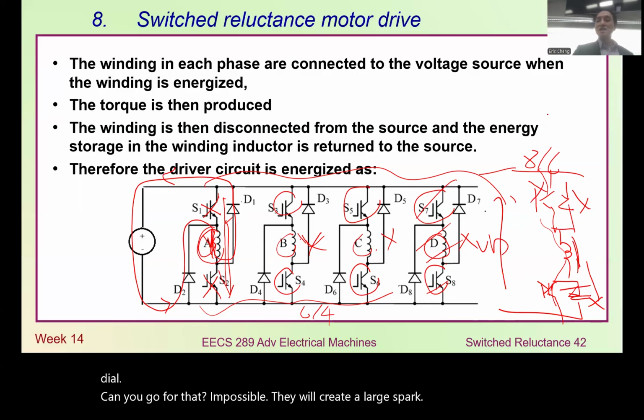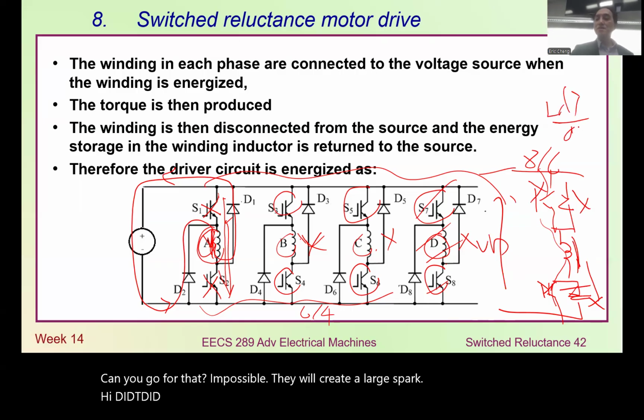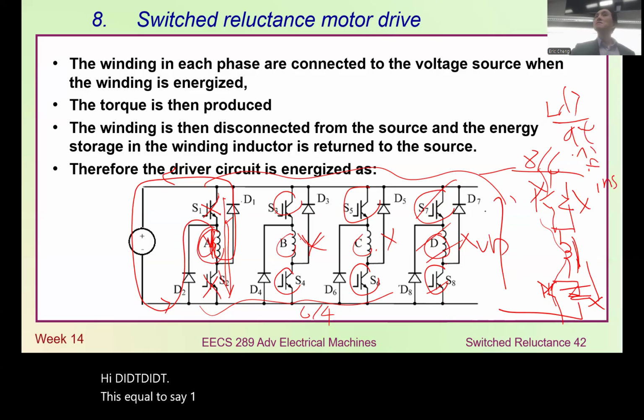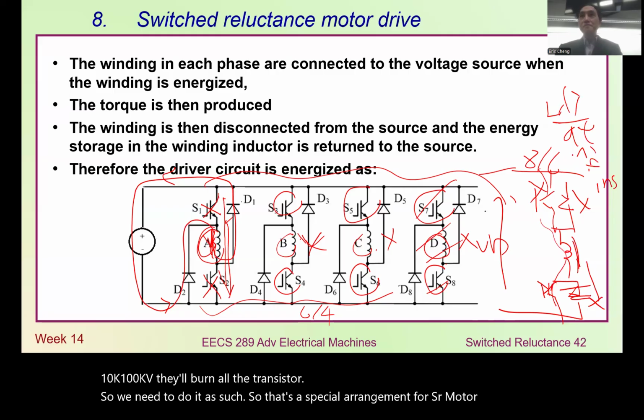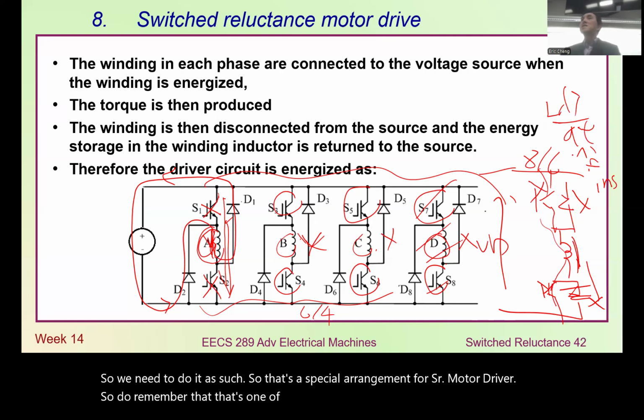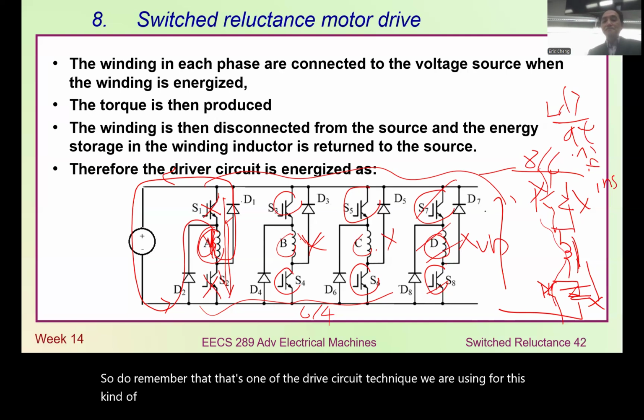High dI/dt. This is equal to, say, 1 nanosecond. Then the voltage induced will be 10 kV, 100 kV. They will burn all the transistors. So we need to do it as such. So that's a special arrangement for the SR motor driver. Do remember that. That's one of the drive circuit techniques we are using for this kind of switched reluctance motor.